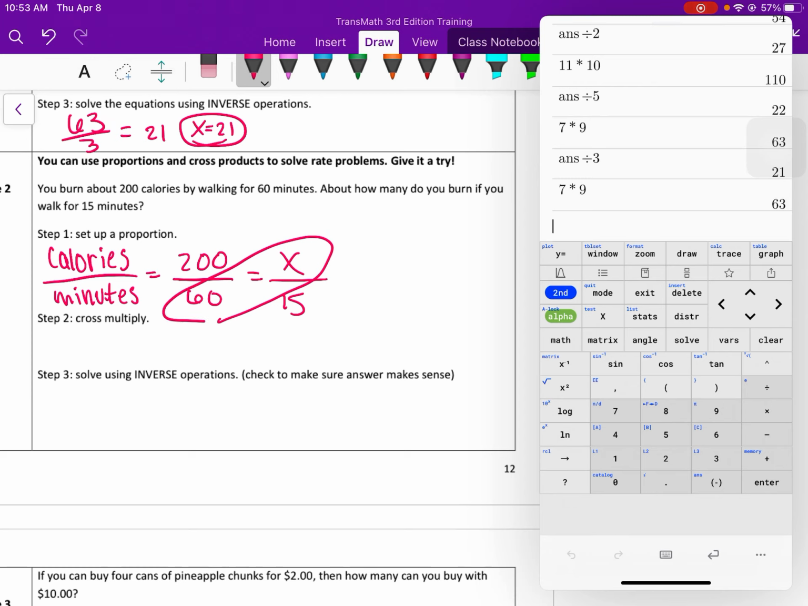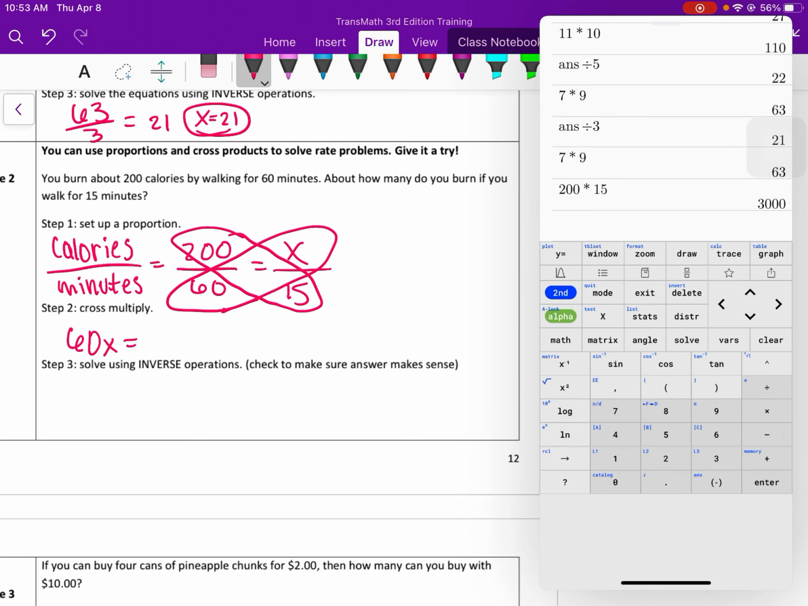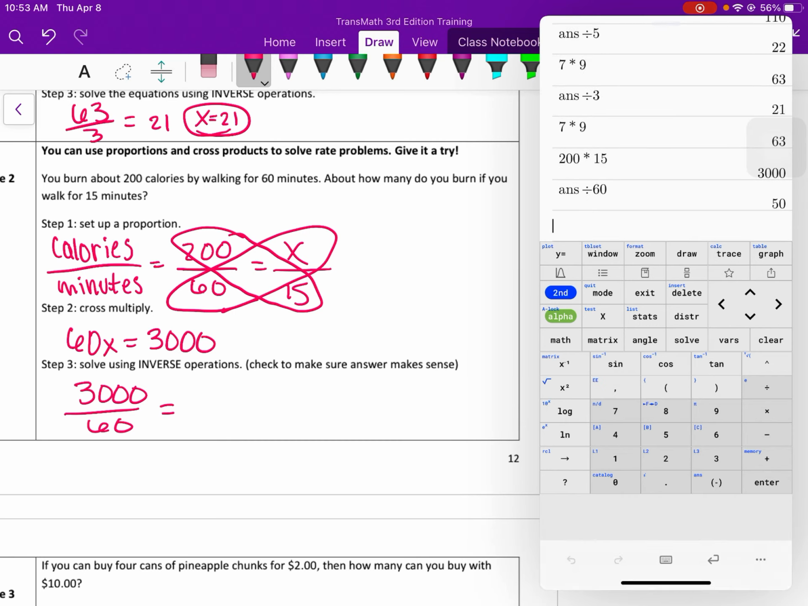Now we're going to cross multiply. So 60x is equal to 200 times 15, which is 3,000. So then 3,000 divided by 60 is 50. So then x equals 50.